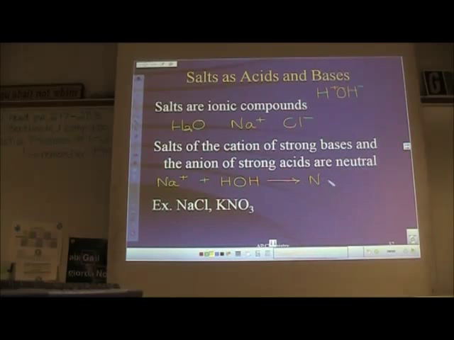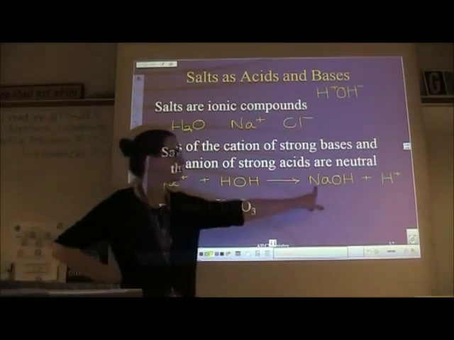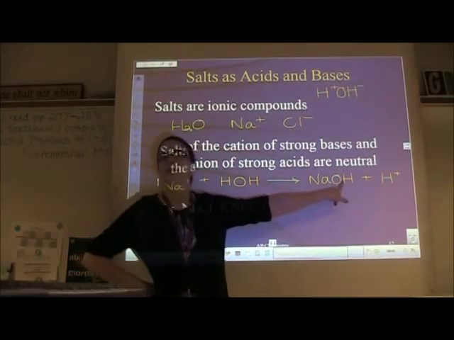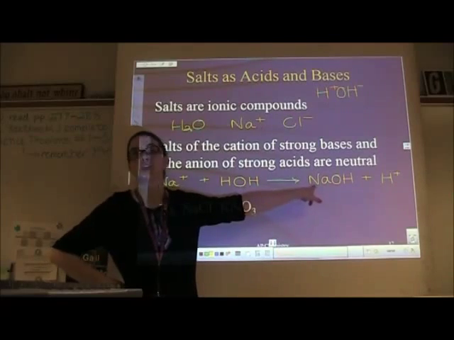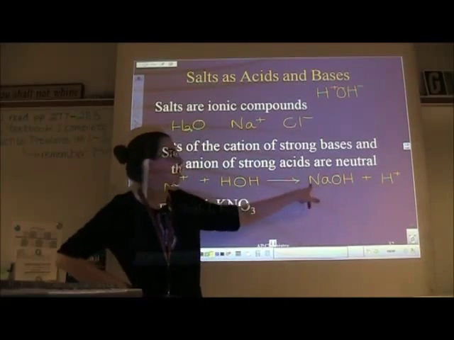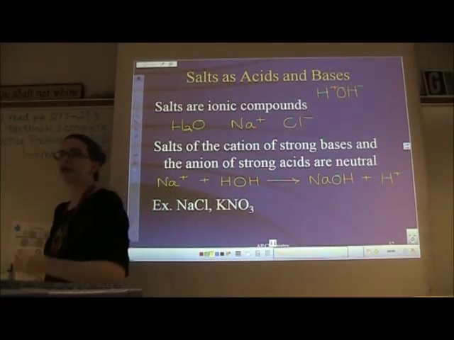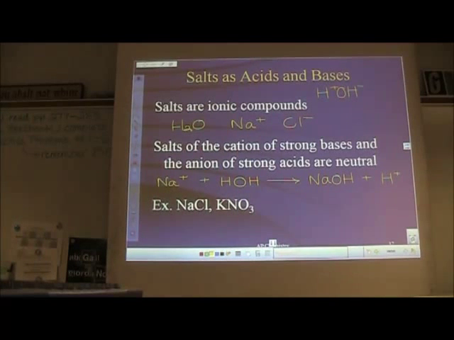Okay. So you're right. Here's one of my possible products, which would leave me with what as the other product? H plus. Okay. All right. This is a possible reaction that could occur. Tell me this. Acid or base? Base. Strong or weak? Strong. Okay. What does it mean for any acid or base to be strong? Completely dissociates.